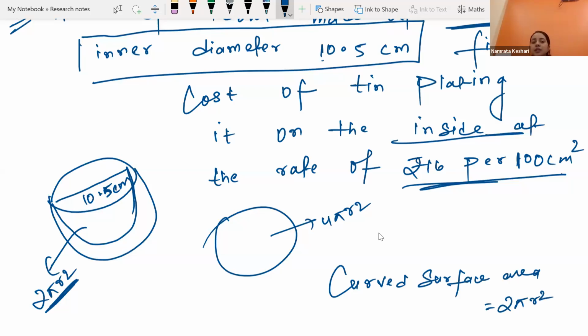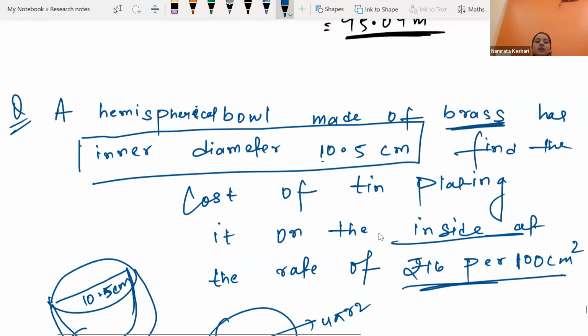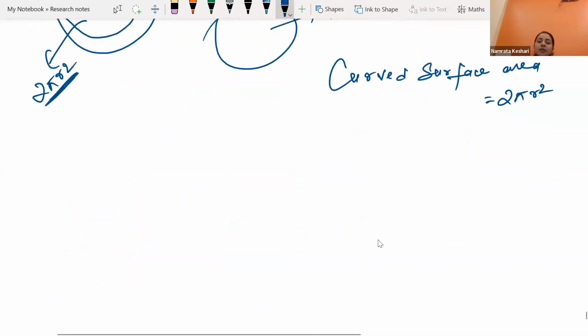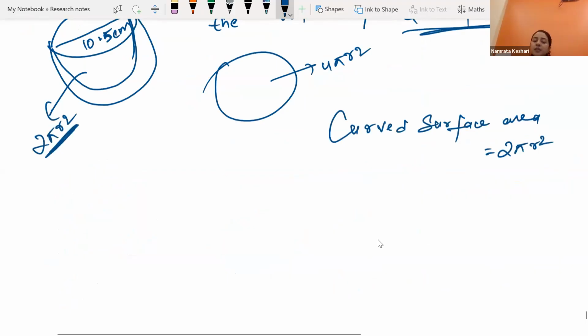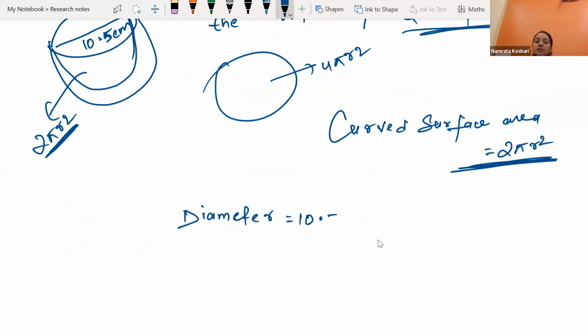You can take pi as 22/7. Now here the inner diameter is given as 10.5, so you need to find the radius. Diameter is given as 10.5 centimeter. Please find the radius and do the calculation by substituting everything in this formula. Please do it now, everyone, and tell me what you are getting.